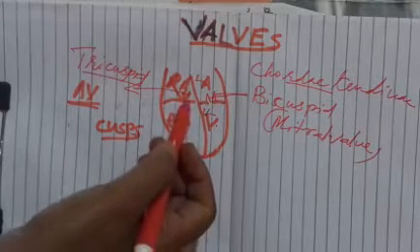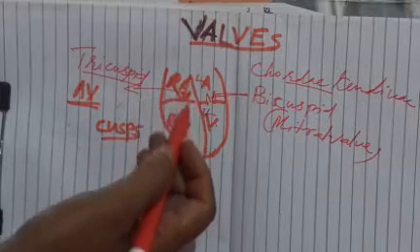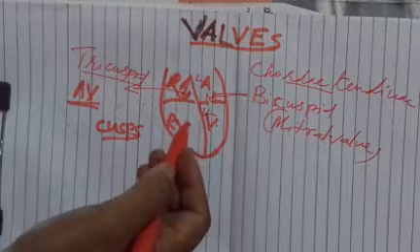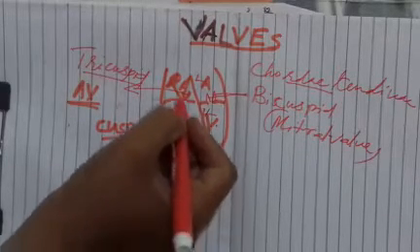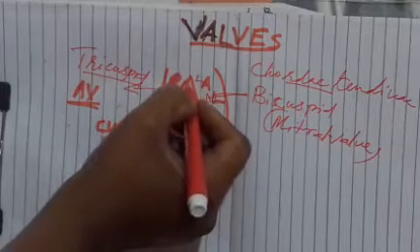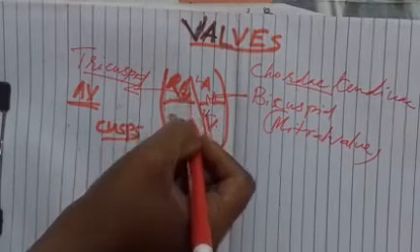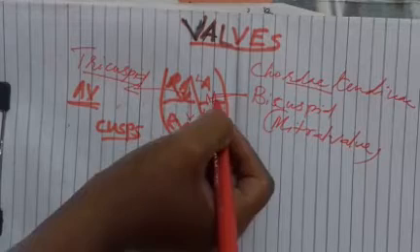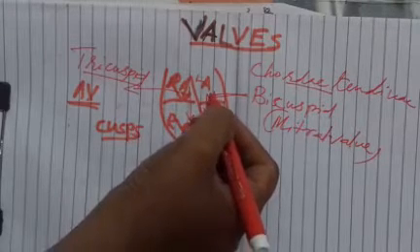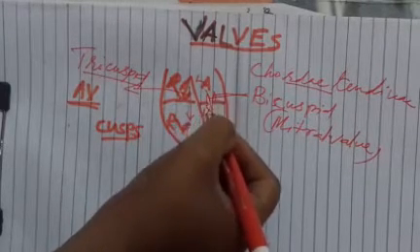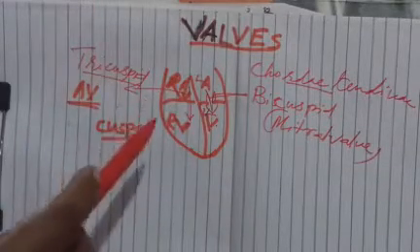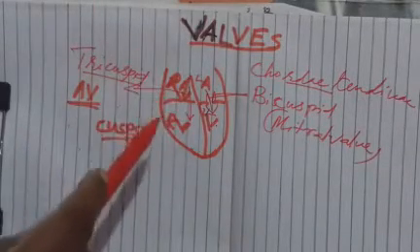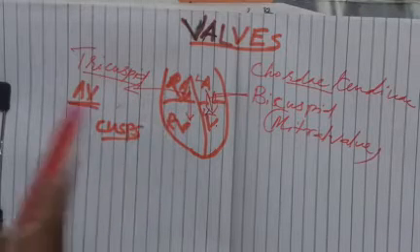Their function is to regulate the flow of blood and always prevent the back flow of blood. Blood is allowed to flow from the right auricle to the right ventricle, and from the left auricle to the left ventricle. Back flow is prevented. That is the main function of any valve: to prevent the back flow.